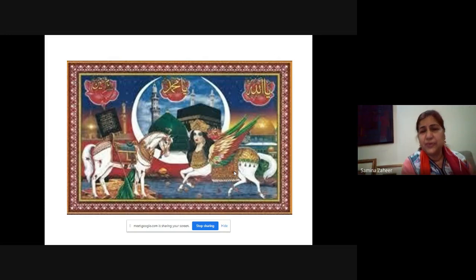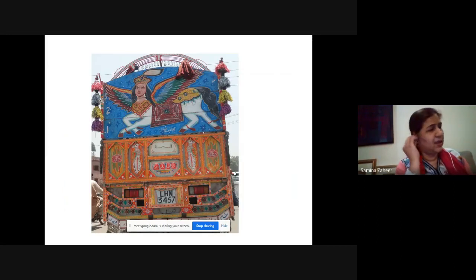And here you can watch two horses. One is Zuljana and the next is Burak. I got this image from GT Road. Truck art is also embellished with the iconic winged Burak. Such symbols have protective value. The artist is also interested in beautifying this truck.